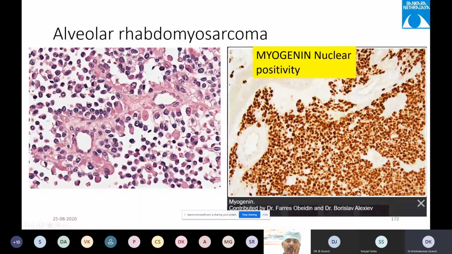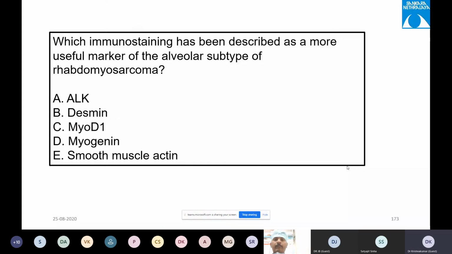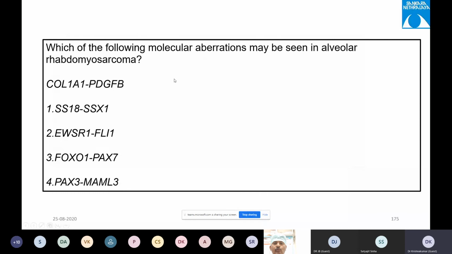Why must we worry about embryonal rhabdomyosarcoma and alveolar rhabdomyosarcoma? I will tell you why. Which immunostaining has been described as more in alveolar rhabdomyosarcoma? I know all of you know the answer. It is myogenin. Now these are new points. Which of the following molecular aberrations can be seen in alveolar rhabdomyosarcoma? Is it COL1, SS18, Ewing sarcoma, FOXO1 or PAX3? The answer is FOXO1, PAX7.